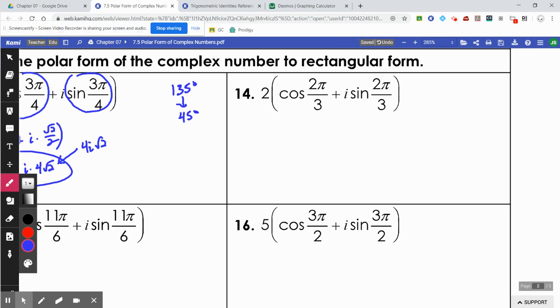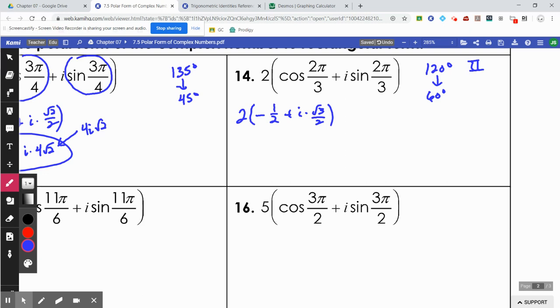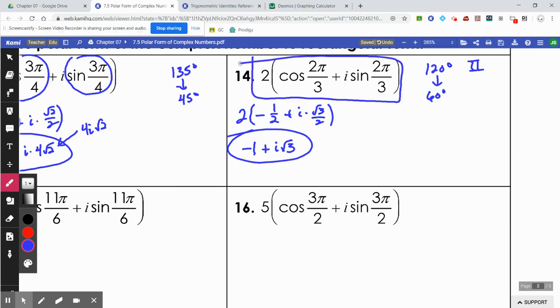Second one, 2 pi over 3, that's 120 degrees. So you're in the second quadrant. The reference angle would be a 60 degree angle. So let's clean this up. The cosine of a second quadrant angle will be negative. The cosine of 60, which is your reference angle, would be a half, plus I times the sine of a second quadrant will be positive. The sine of 60 is root 3 over 2. When you distribute the 2, actually the bottoms cancel and leave you with negative 1 plus I root 3. And that's it.